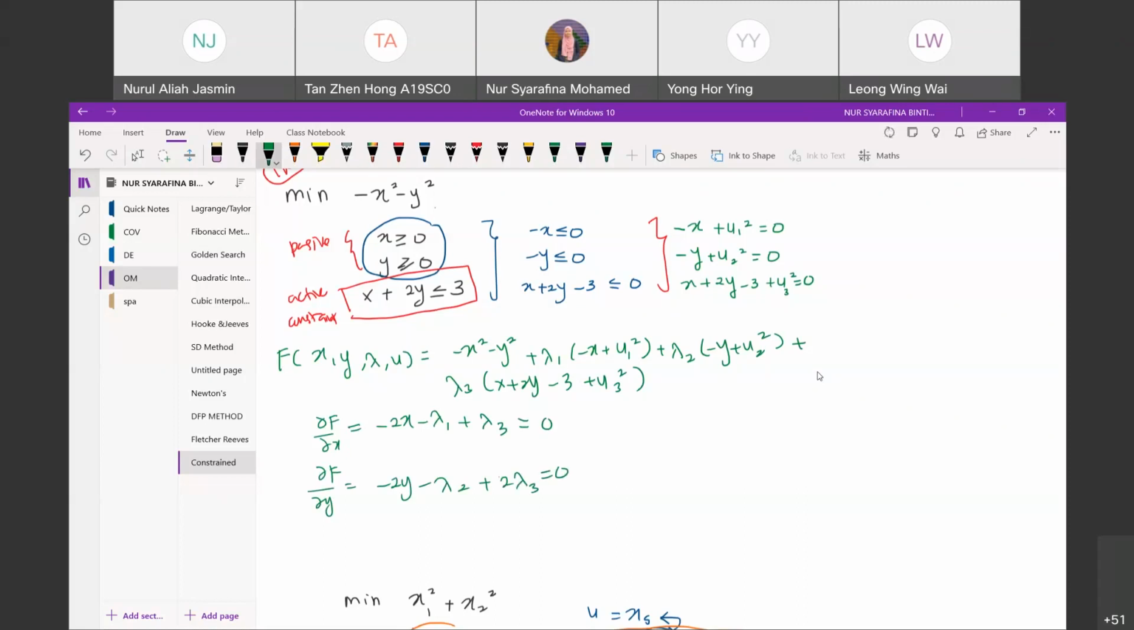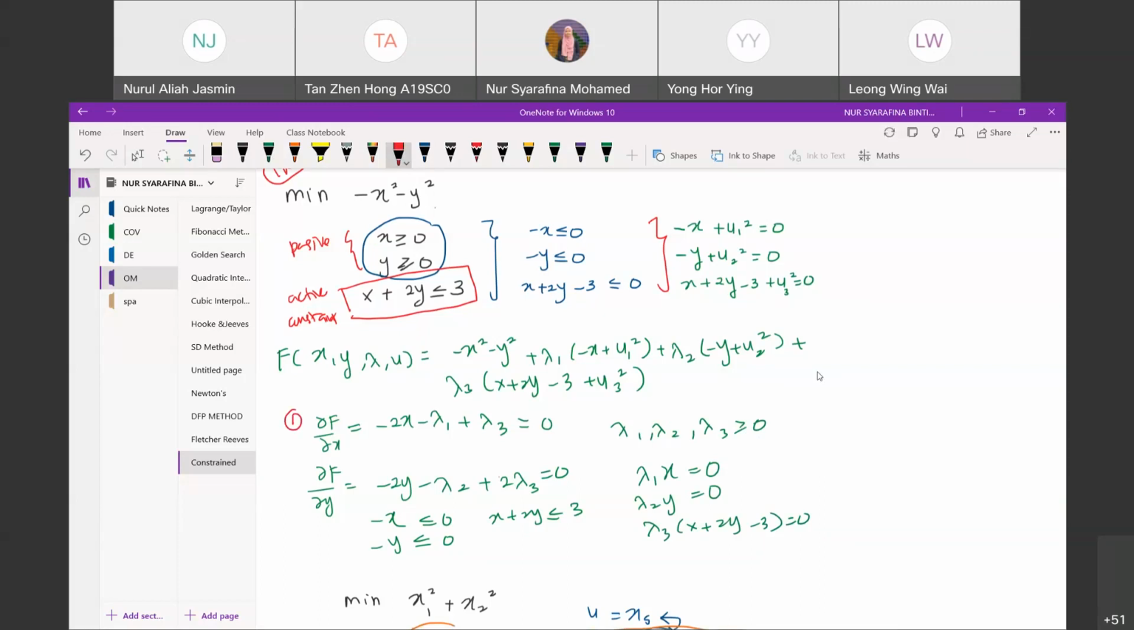Then we have the inequalities themselves: minus x less than or equal to 0, minus y less than or equal to 0, and x plus 2y less than or equal to 3. Another condition is lambda 1, lambda 2, lambda 3 greater than or equal to 0. And we have lambda 1 x equals 0, lambda 2 y equals 0, lambda 3 times (x plus 2y minus 3) equals 0. So these are the Kuhn-Tucker conditions that you have to list down.